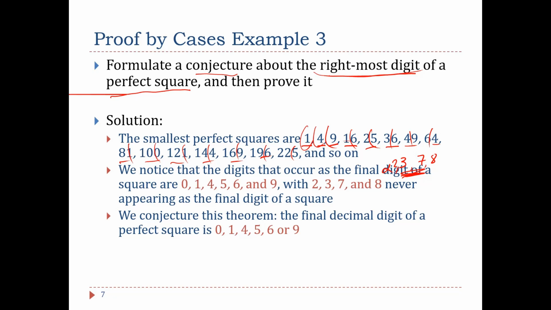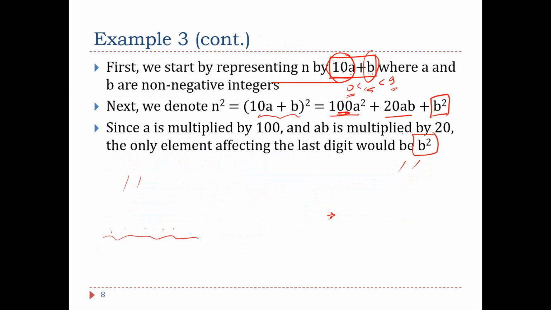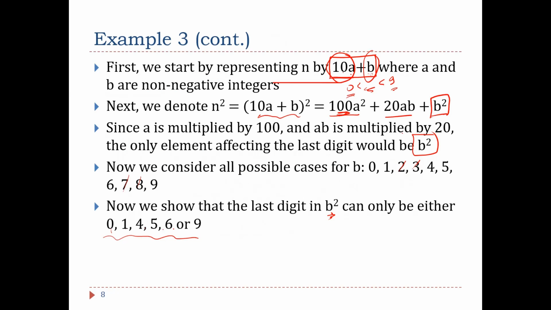So if you check the last digits of the perfect squares of any digit between 0 and 9, you find out that the square will end up having one of these numbers only, and it won't contain 2, 3, 7, nor 8. And this is why you can generalize this conjecture and say that for every n, it will always be the case.